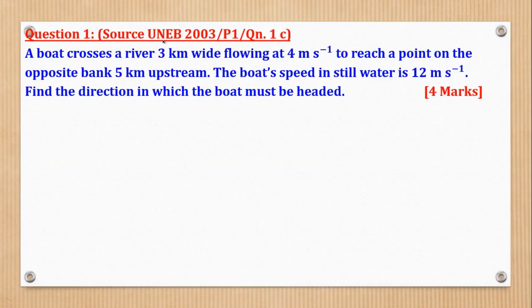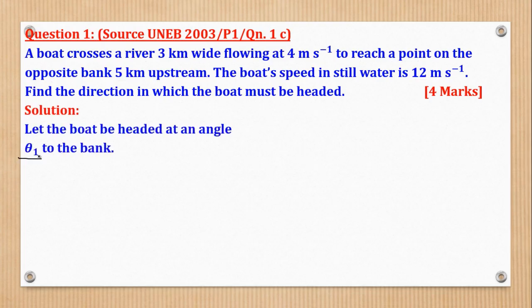So that shall go through this question. Question 1 came from UNEB 2003, paper 1, question 1C, and says a boat crosses a river 3 kilometers wide, flowing at 4 meters per second to reach a point on the opposite bank 5 kilometers upstream. The boat's speed in still water is 12 meters per second. Find the direction in which the boat must be headed. So let this be the direction in which the boat is headed.